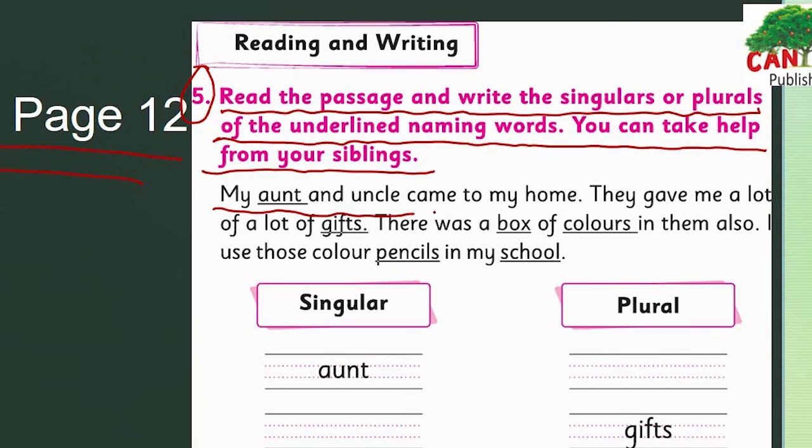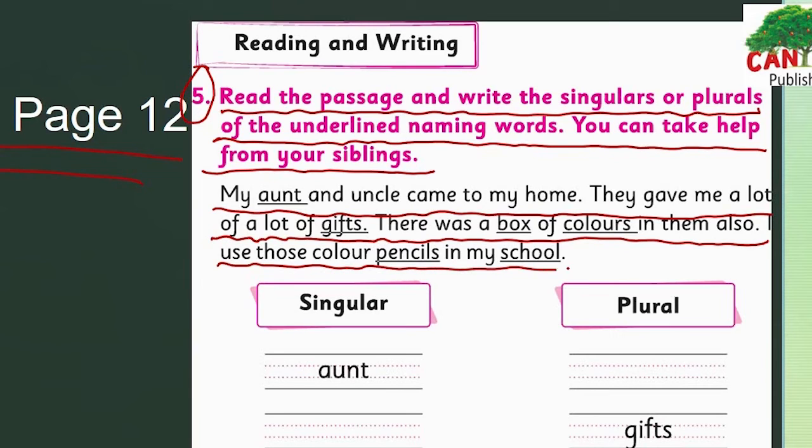My aunt and uncle came to my home. They gave me a lot of gifts. There was a box of colors in them also. I used those color pencils in my school. I read again. My aunt and uncle came to my home. They gave me a lot of gifts. There was a box of colors in them too. I used those color pencils in my school.